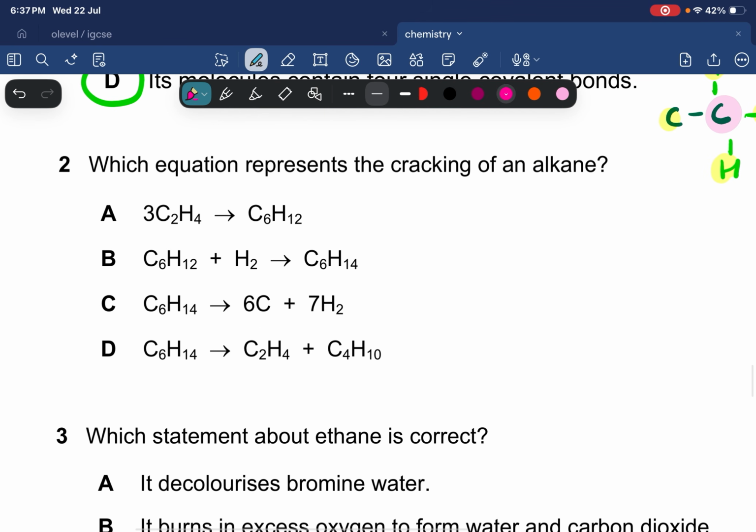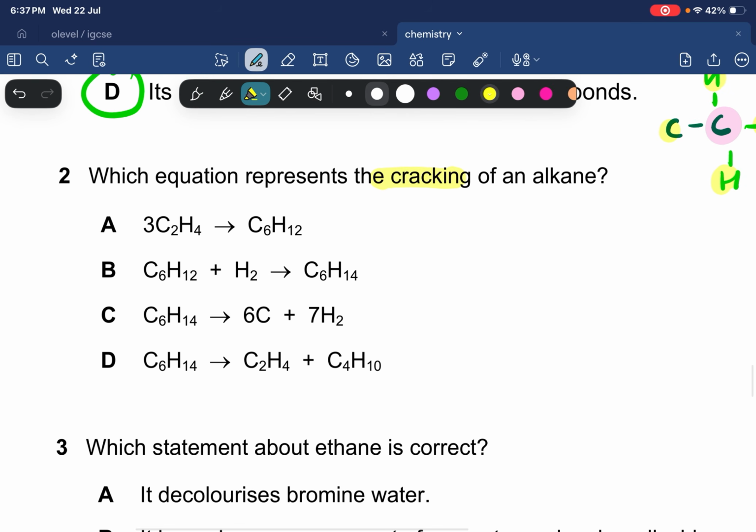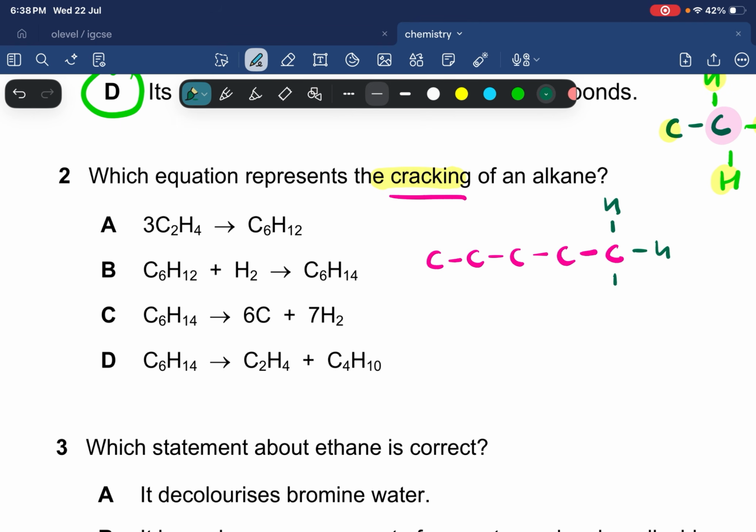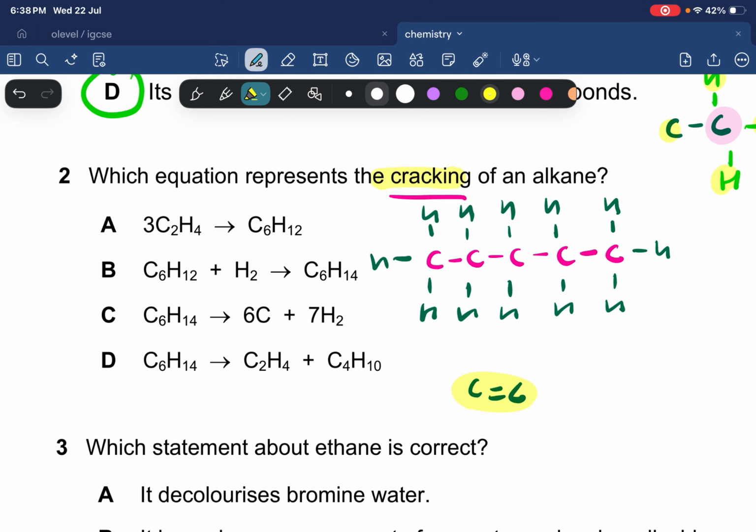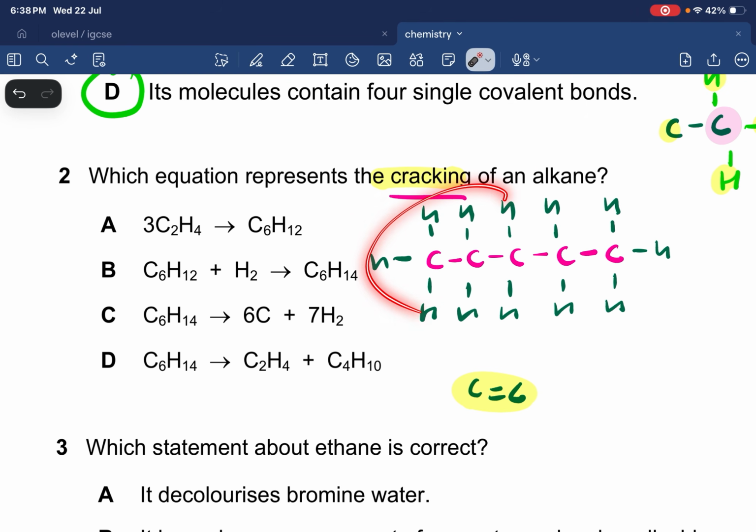Which equation represents the cracking of an alkane? Now you should know the conditions for cracking, and second, you should know what we mean by cracking. Remember, there are large chain alkanes that have a lot of carbon atoms, but industrially we need the small ones to make plastics. To make polyethylene, what do you need? You need ethene, right? Ethene is just a 2 carbon alkene. To make polythene bags, the plastic bags, you need ethene, a small hydrocarbon. So the demand for the small hydrocarbons is more than for the large ones.